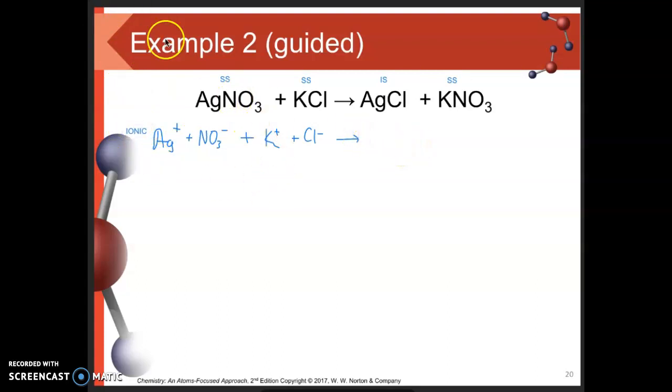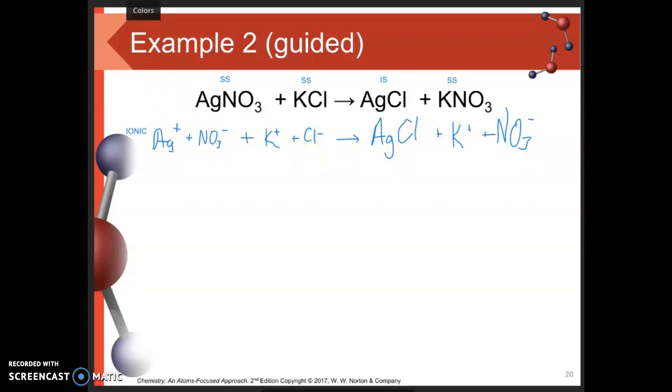Now on the other side here, we have silver chloride. Silver chloride is insoluble, so it's not going to split into ions. It's going to stay as a molecule, AgCl. And the potassium nitrate, since it is soluble, is going to split also: K+ and NO3-. So this is my ionic equation. All of the soluble, strong electrolytes have split. Those that aren't do not split. And here's what I have.